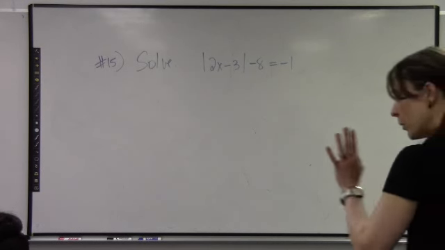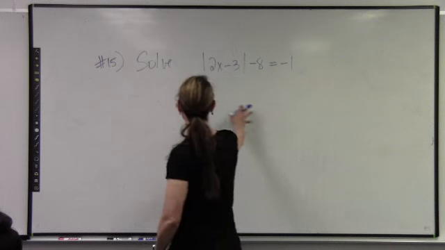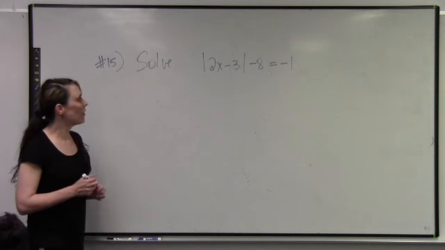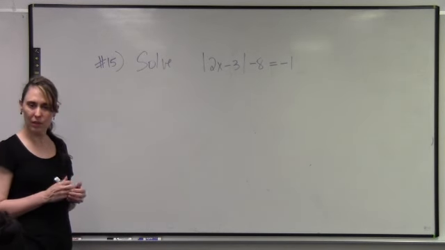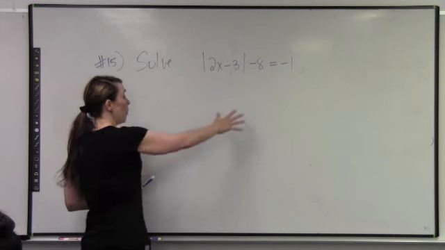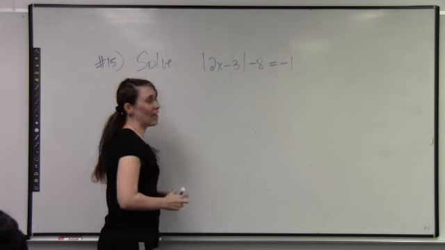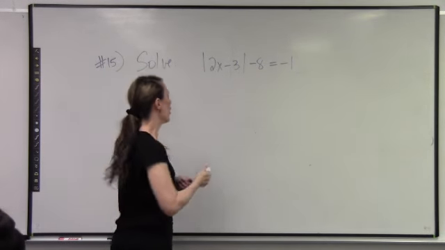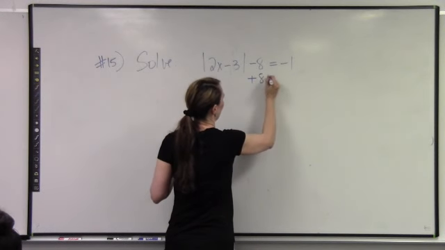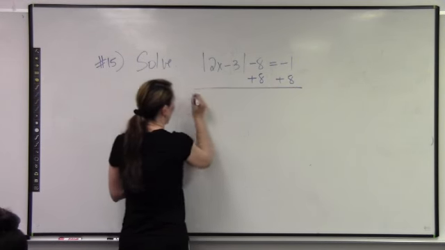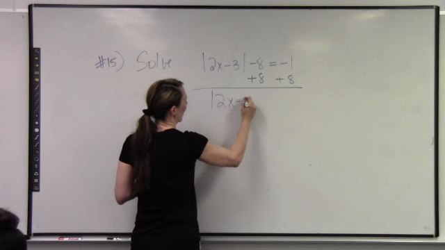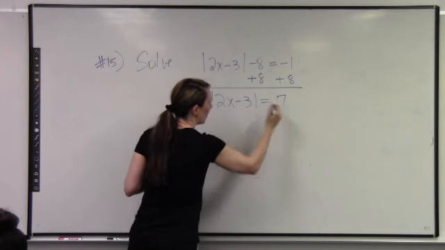Alright, so do y'all remember what we need to do first on problem 15 when they're asking us to solve anything that has absolute value? Get rid of 8. Alright, at some point we do gotta get it out of the absolute value, but don't we have to isolate it first? So we've gotta add the 8. So the absolute value of 2x minus 3 is gonna equal a positive 7.